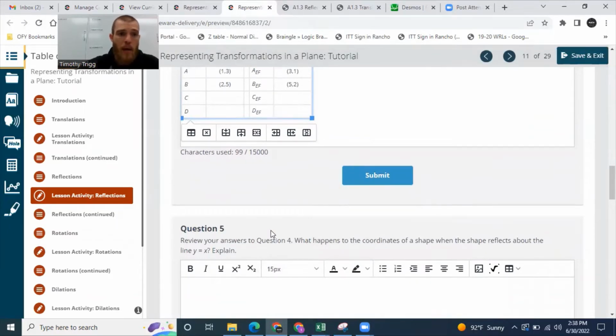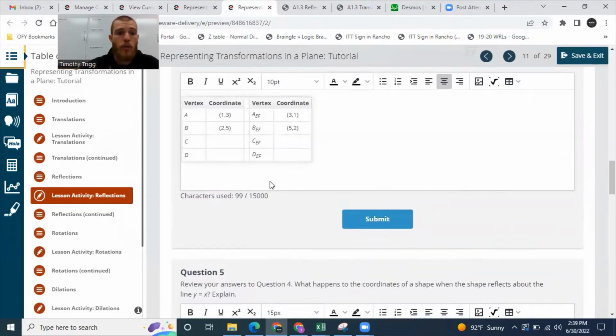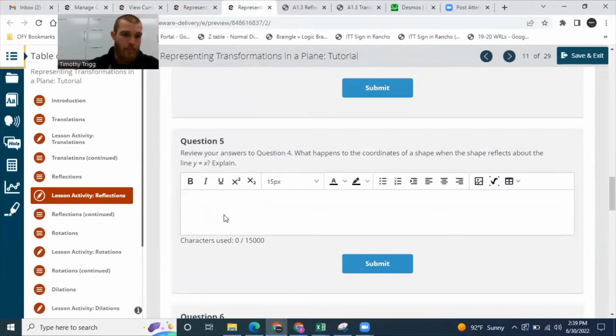Now, hopefully you notice a pattern here because we're going to have to explain it here in question 5. Review your answer from question 4. What happened to the coordinates of the shape when the shape reflects across the line y equals x? Explain. So notice that the coordinate point for A went from 1, 3 to 3, 1. Similarly, B went from 2, 5 to 5, 2. So what happens with my x and y coordinates when I reflect across that line? Well, the x and y coordinates essentially flip, right? So that's what I want you to explain there.